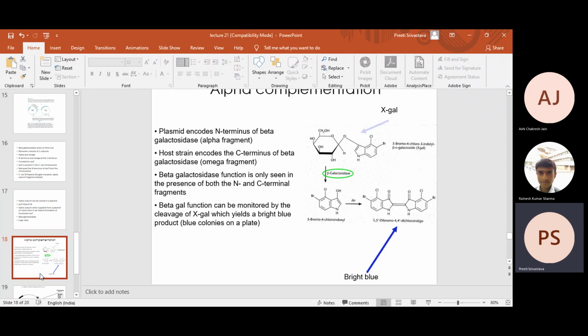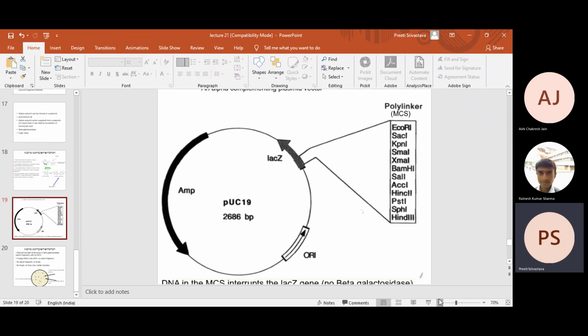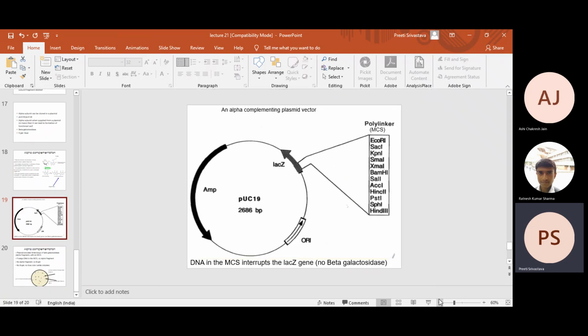So this is what is shown over here, that the plasmid encodes the N-terminus of beta-galactosidase, which is the alpha fragment. The host strain, that means the chromosomal DNA, encodes the C-terminus of beta-galactosidase, which is the omega fragment. Beta-galactosidase function is only seen in the presence of both N and C-terminal fragments, and it can be monitored by cleavage of X-gal, which yields a bright blue product. Now let us look at the map of plasmid PUC19 or PUC18.